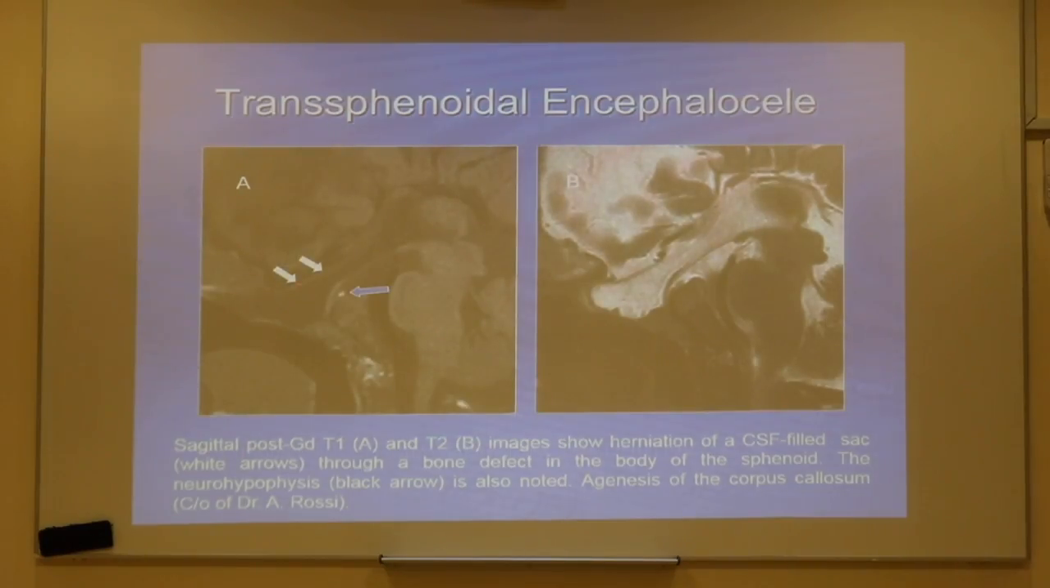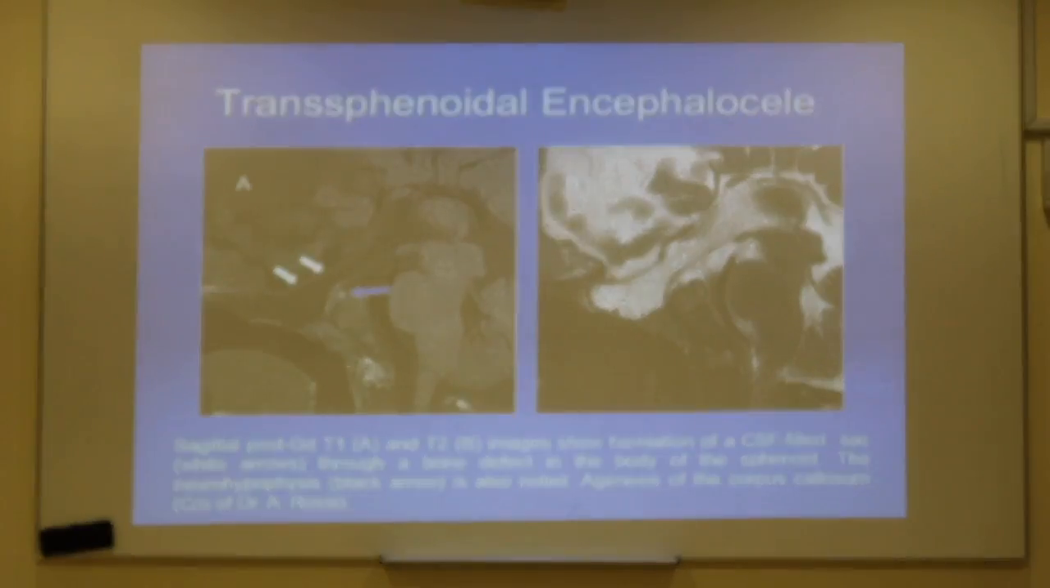So you can see it here. This is the encephalocele sac. You can see the CSF getting into it, getting into the nasopharynx. So this is the encephalocele, and the blue arrow is showing you the pituitary here. The bright shadow here is the pituitary, and the whole of the hypothalamus with the CSF is bulging into the nasopharynx.